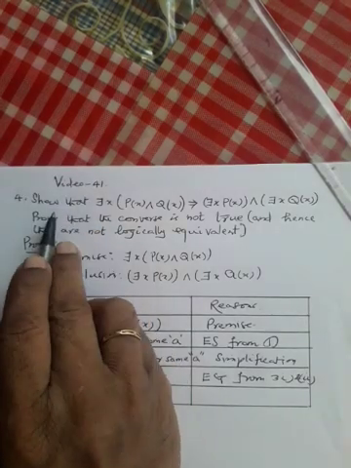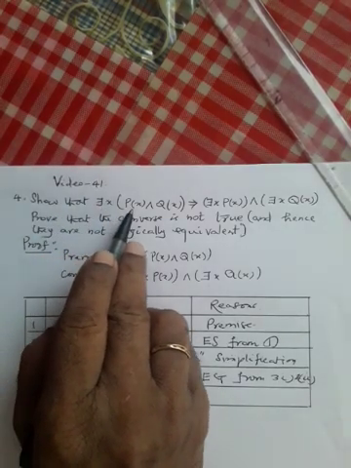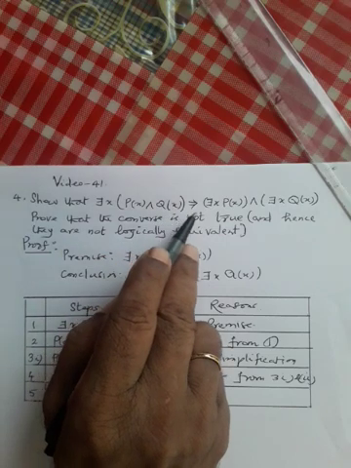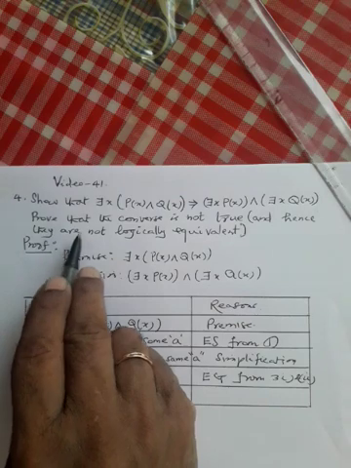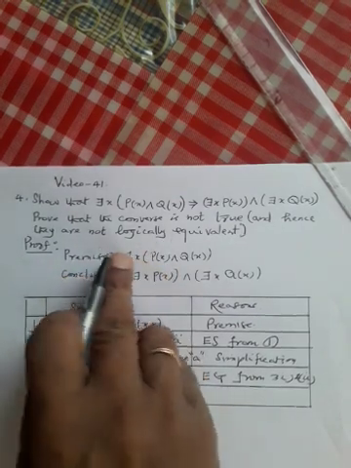Video 41. Show that there exists x, P of x and Q of x implies there exists x P of x and there exists x Q of x. Prove that the converse is not true.